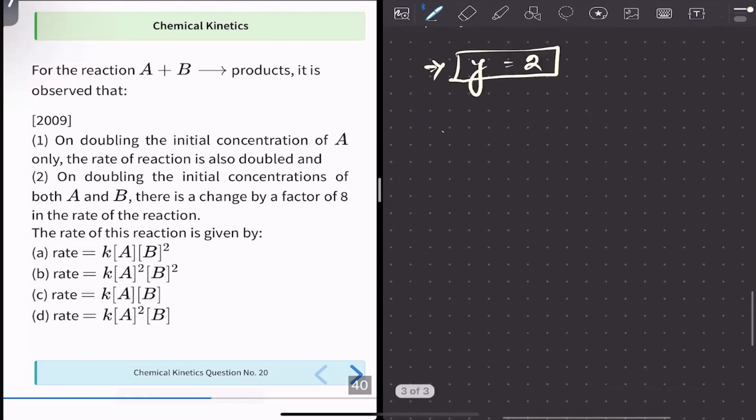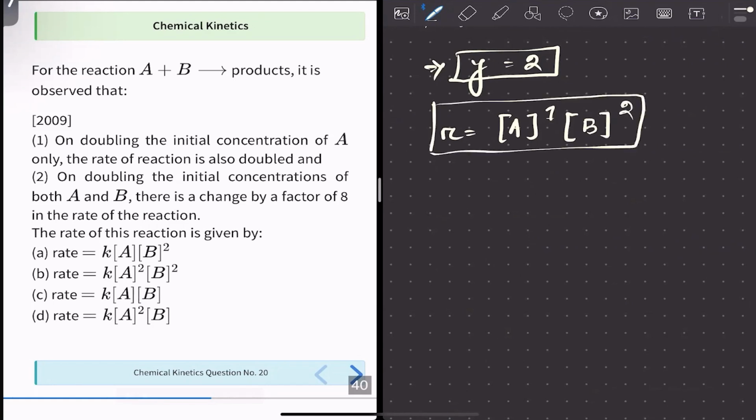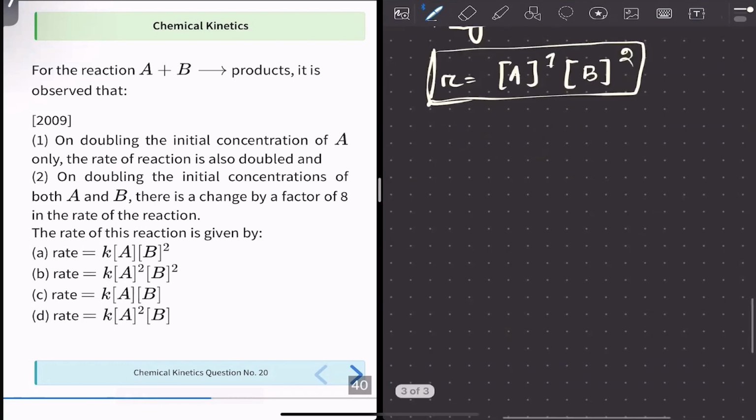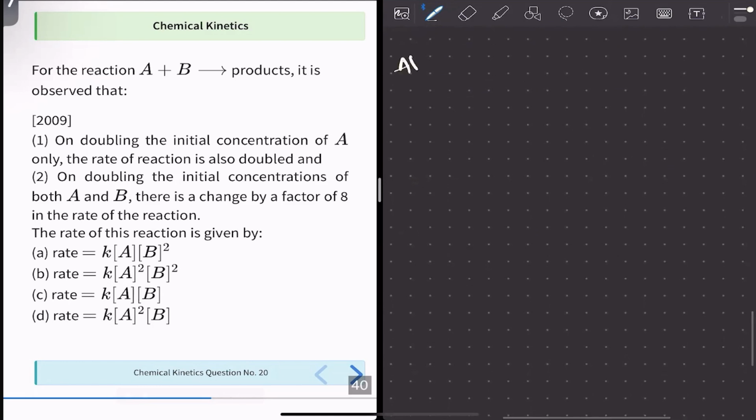So finally the rate law would be A to the power 1, B to the power 2. Okay. So option A will be correct. But it is a very long process that I told you. If you want to do it in a shortcut manner, you can. So let's see the alternate method.